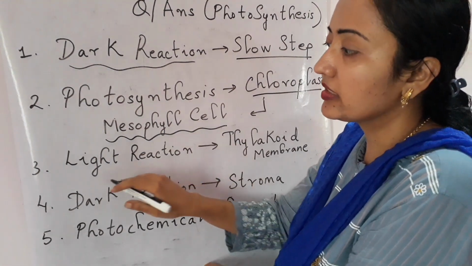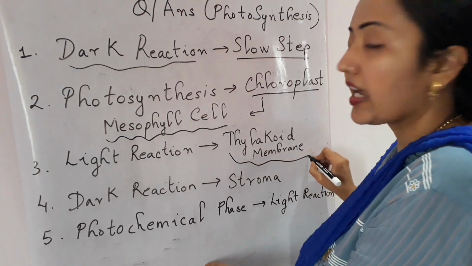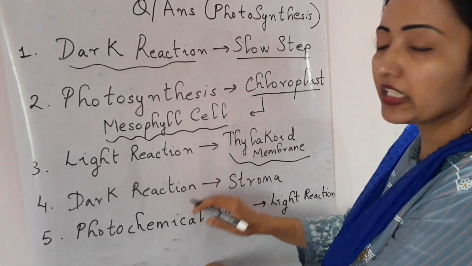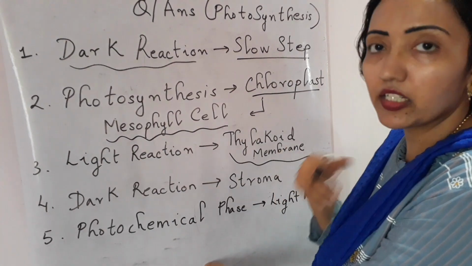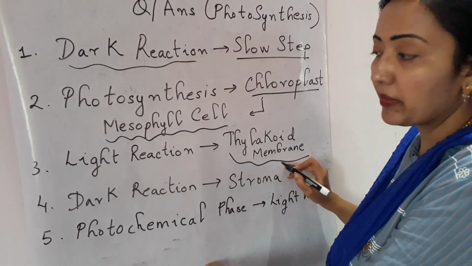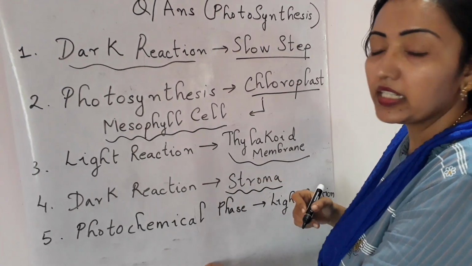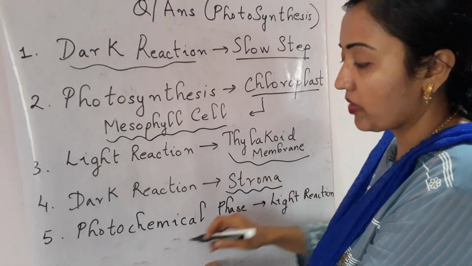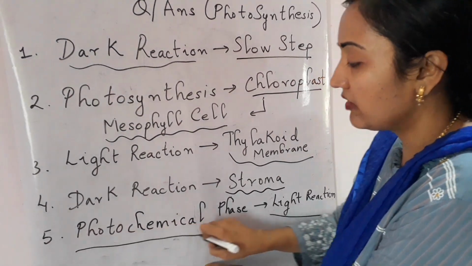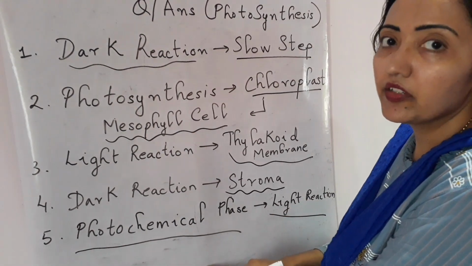Now the next question is light reaction. Light reaction takes place in the thylakoid membrane of the chloroplast. Light reaction and dark reaction both take place inside the chloroplast. Light reaction takes place in the thylakoid membrane, and dark reaction takes place in the stroma. Light reaction is also known as the photochemical phase.